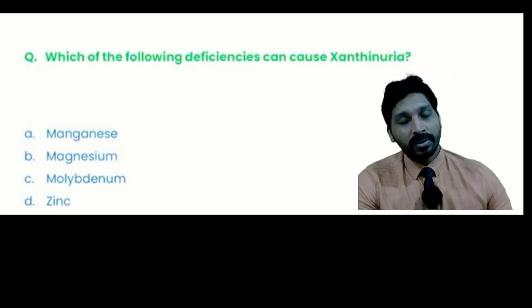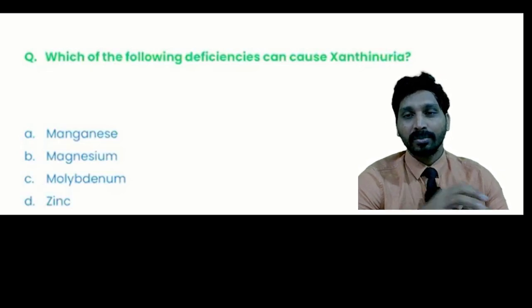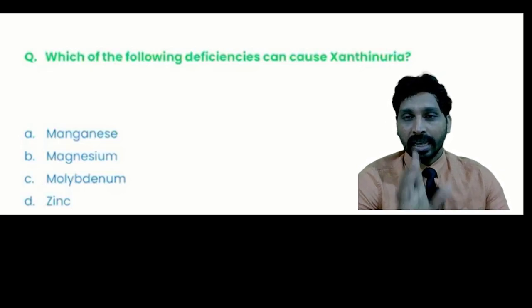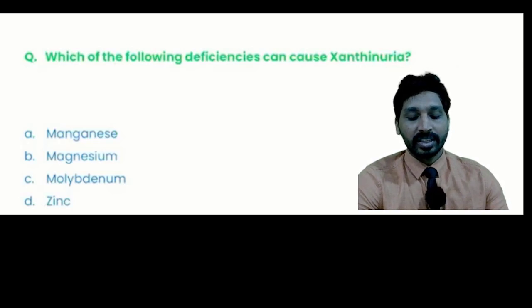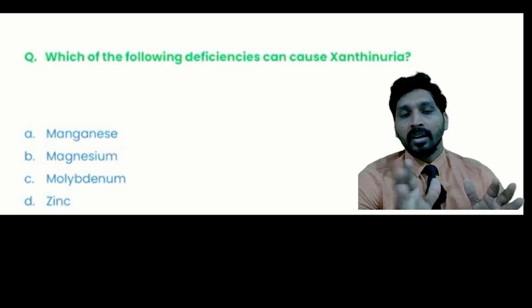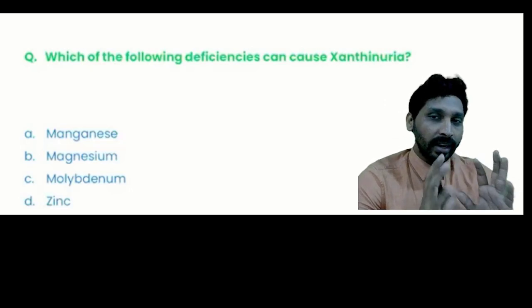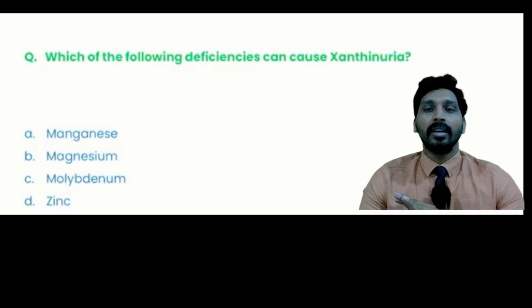To talk about the first question that has been asked: which of the following deficiencies can cause xanthinuria? Xanthinuria is a purine metabolism defect. The options given are manganese, magnesium, molybdenum, and zinc. Here they didn't ask directly about the enzyme, but about the cofactor which will be helping the enzyme useful in the conversion of xanthine to other products.